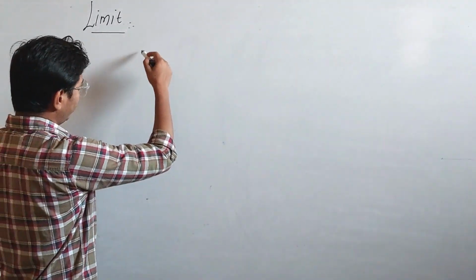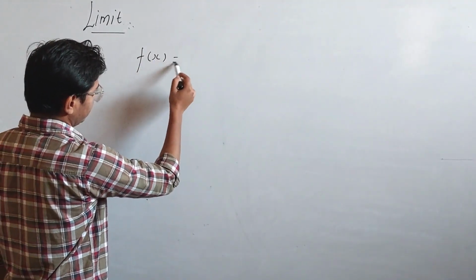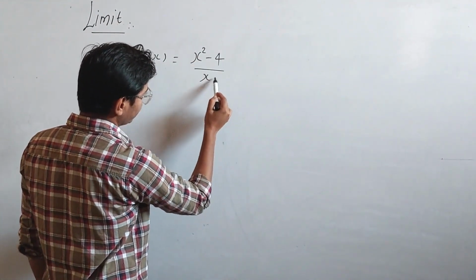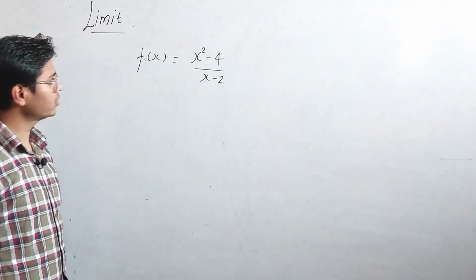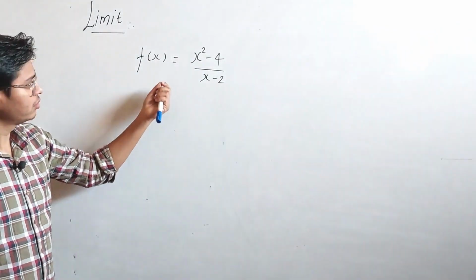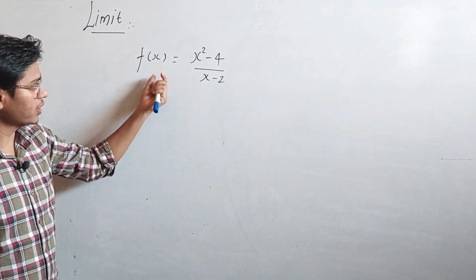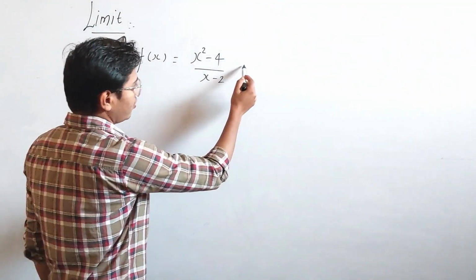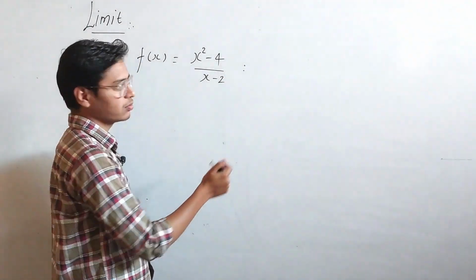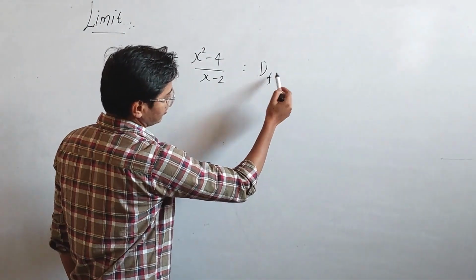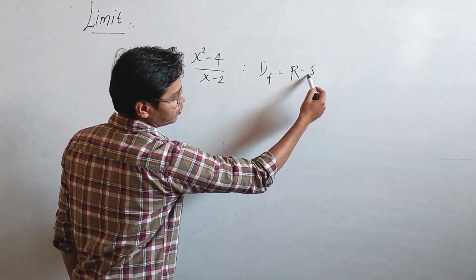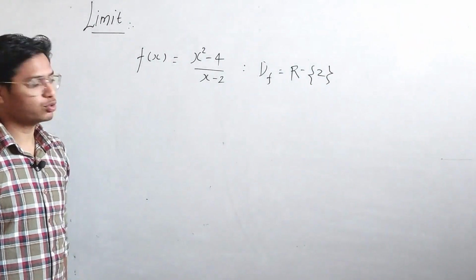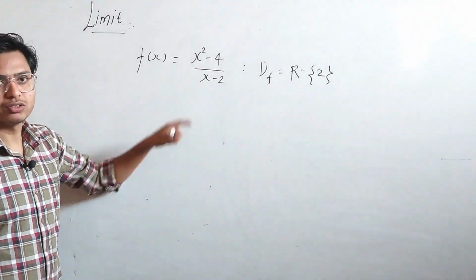Let's suppose a function f(x) is defined as x square minus 4 divided by x minus 2. We know that the function f(x) is equal to x square minus 4 upon x minus 2 is defined for all values of x except 2. So the domain of the function is all real values except 2. Why? Because at x equal to 2 it gives the 0 upon 0 form.